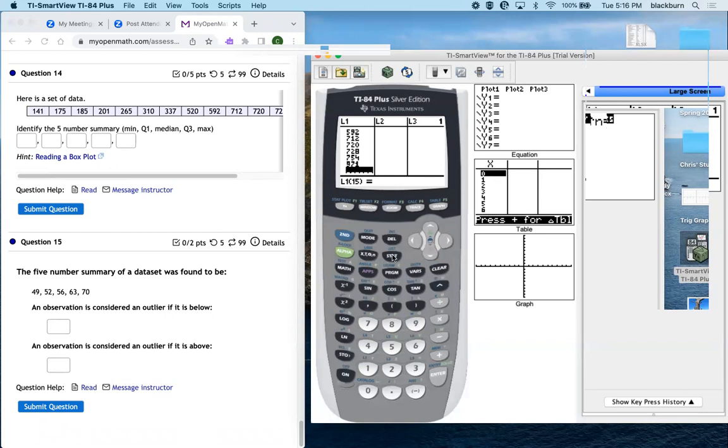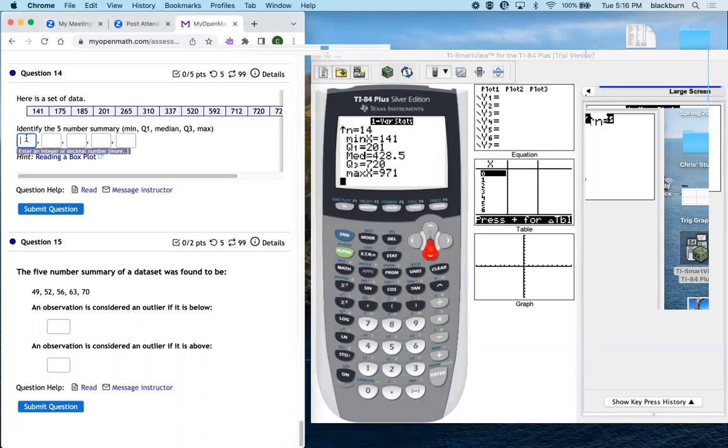The next step, I hit stat again, over to calc. I got 1-Var Stats, enter, list L1, don't have a frequency list, calculate, and there we go. There's going to be my 5-number summary starting with min X right there. And just go to My Open Math, type them in. You notice that the median is a decimal because there must have been halfway between 2 other data values.